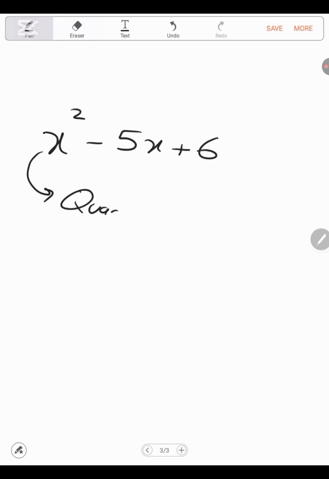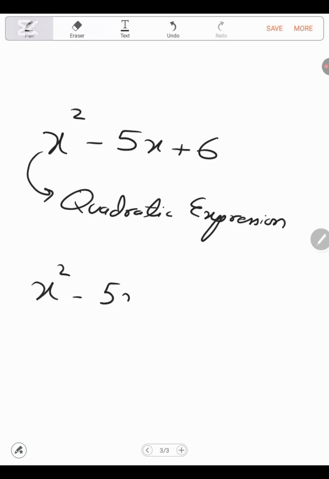So similarly, if you have anything written like x square minus 5x plus 6 and there is no equals to sign, then this is basically a quadratic expression. Okay, and if I write an equals to sign after it, equals to 0, now this becomes a quadratic equation.